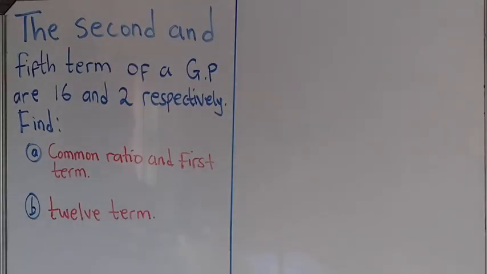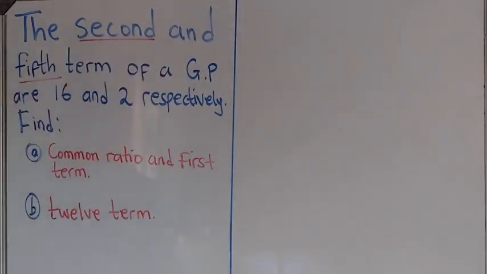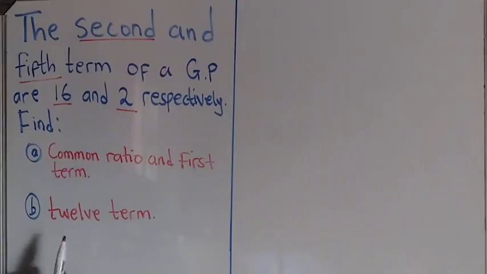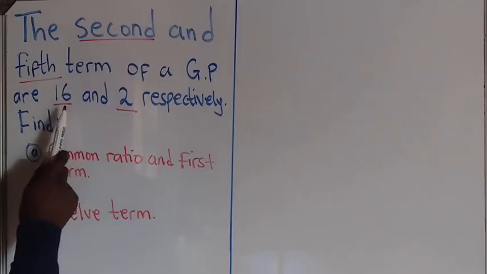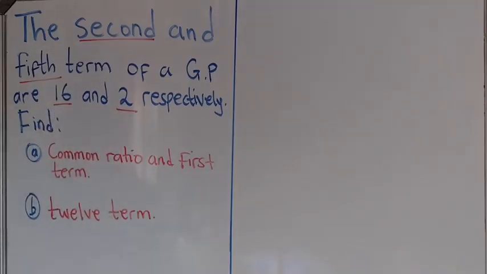So here we need to take note of the information. We have been given the second and the fifth term of the GP, which are 16 and 2. So this means that the second term is 16 and the fifth term is 2. So we need to find the common ratio. How can we find the common ratio? First thing, we take note of what we have been given.